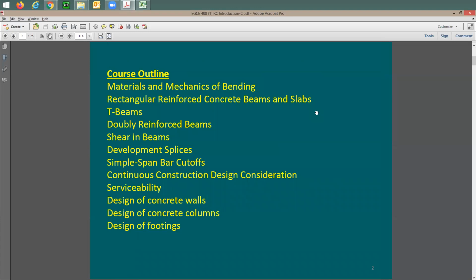So structural members: we have concrete beams, we have slabs, we have something that we call a T-beam. Once we get to beams, you'll figure out what this T-beam is. We're going to have doubly reinforced beams, which means reinforcement is going to be on the top and the bottom of the beam. We're also going to have shear in beams. You guys understand the shear force, right? So the beam is going to be supporting bending moment and then shear. First all of that is going to be about bending moment, and then we're going to come here to shear.